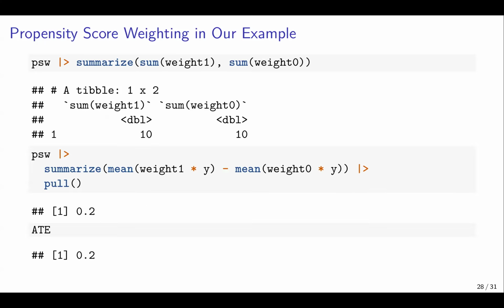And now we can carry out the propensity score weighting. We're going to compute a summary statistic based on this PSW tibble: the weight times the y. So we have the weight 1 times y. We're going to compute the mean of that, minus the mean of weight 0 times y. And indeed, we get 0.2, which is exactly the ATE, and exactly what we claimed that we would get. So it does work.